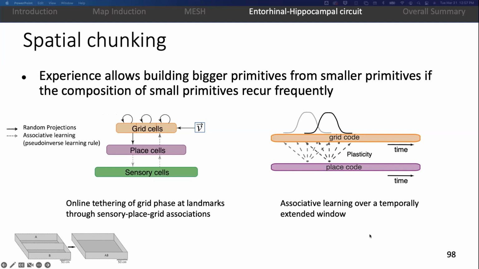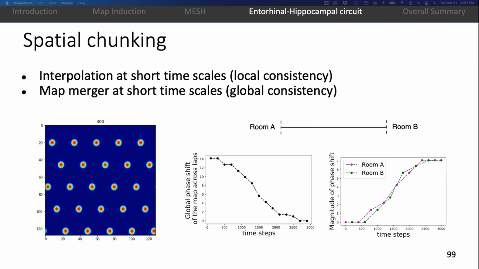a grid code, we are learning associations between a given place code and a set of grid codes, such that each place cell gets associated not only with a concurrently active place cell, but a series of place cells that were active in a given temporal window before and after this place cell is active. So this, together with tethering of the grid phase through the sensory inputs, actually leads to elastic deformations in the grid cell map, which lead to the formation of a globally consistent map.